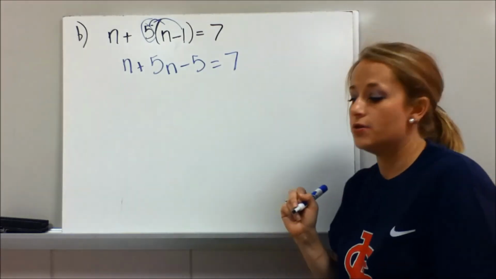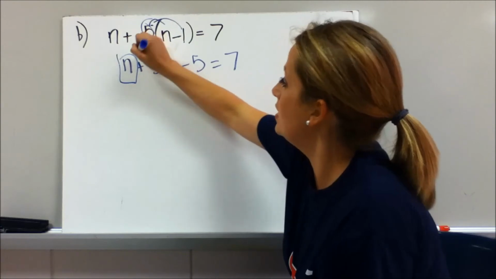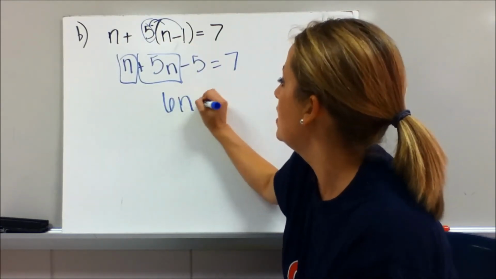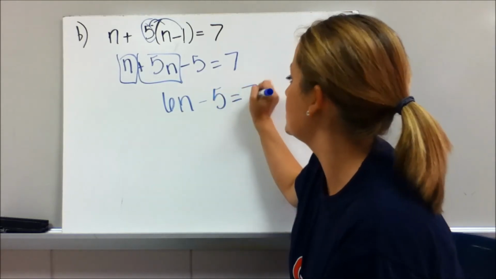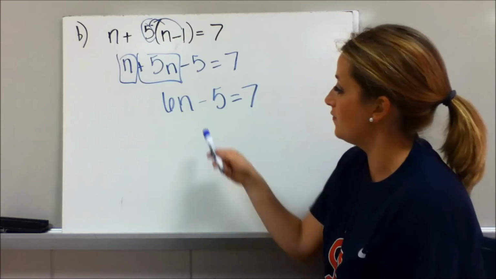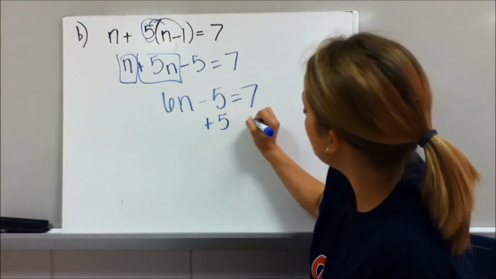Now I am ready to reunite my variables. I'm going to combine those like terms. So I have n and positive 5n, which gives me 6n minus 5 equals 7. Now it is a two-step equation. I'm going to undo adding and subtracting first, which is going to be this subtraction. I undo that by adding 5 to both sides.